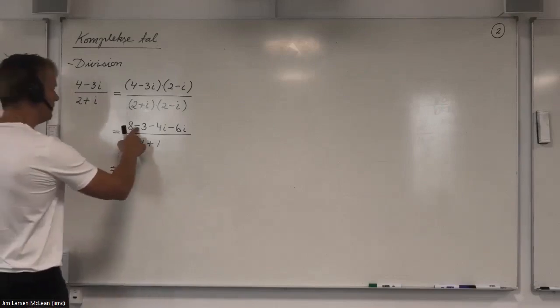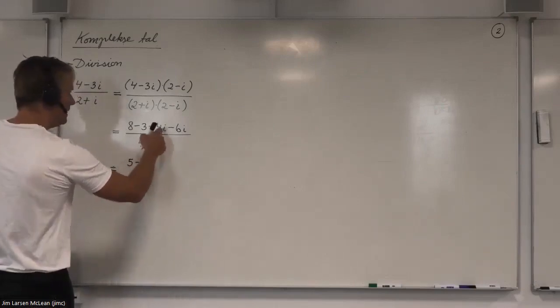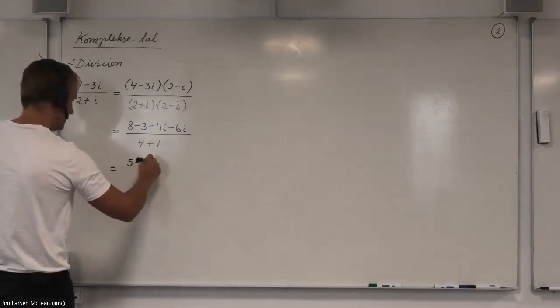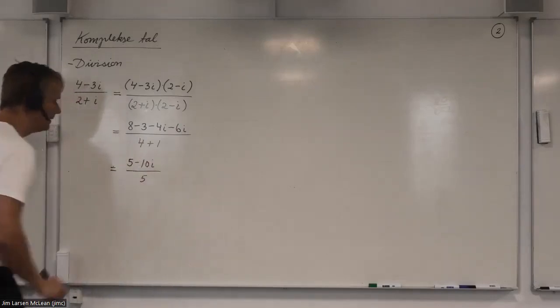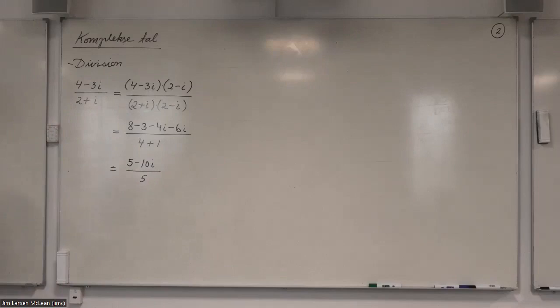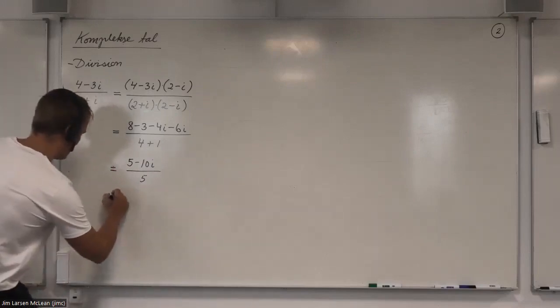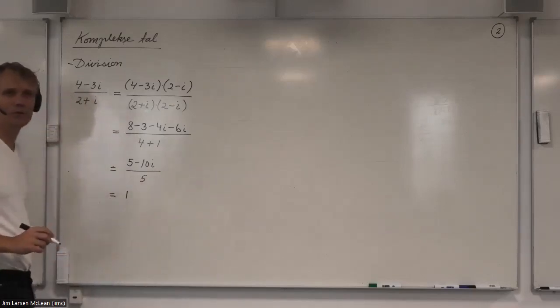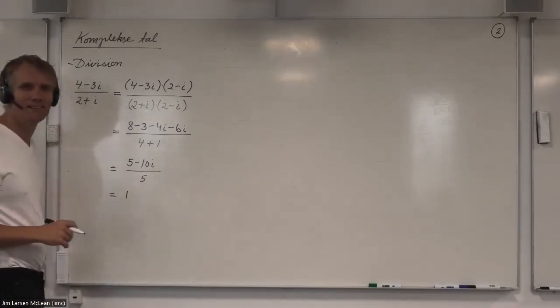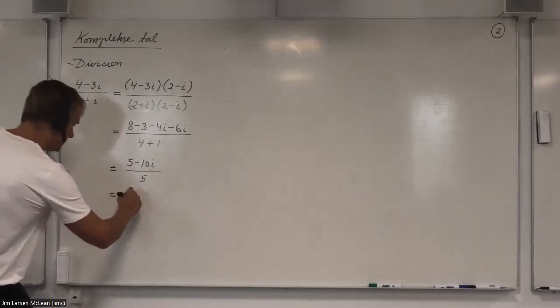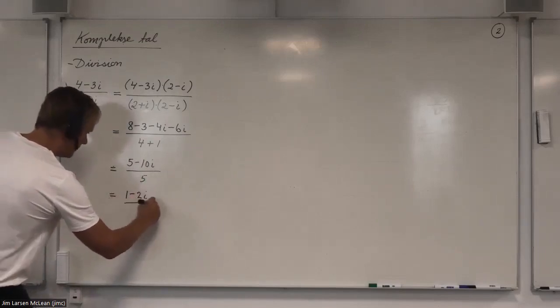Here we get 5. Here I get minus 10. And it all has to be divided by 5. So 5 over 5, that's 1, and then minus 10 over 5, that's minus 2. So that's the answer.